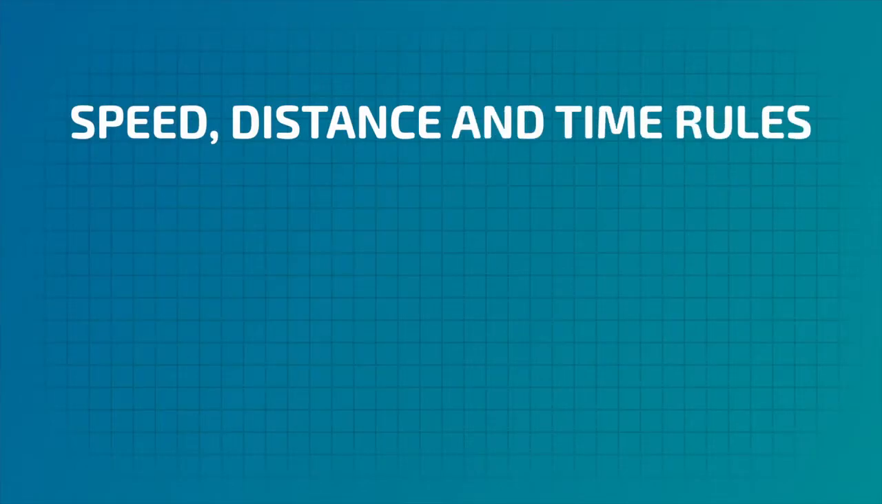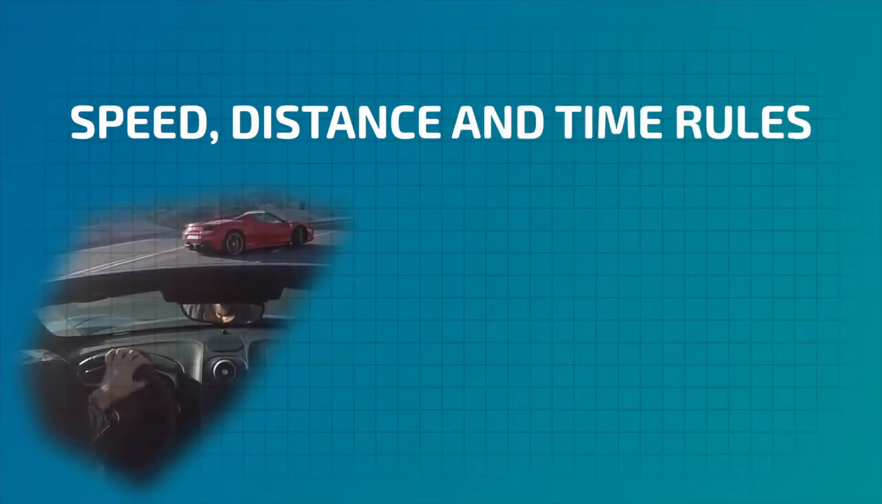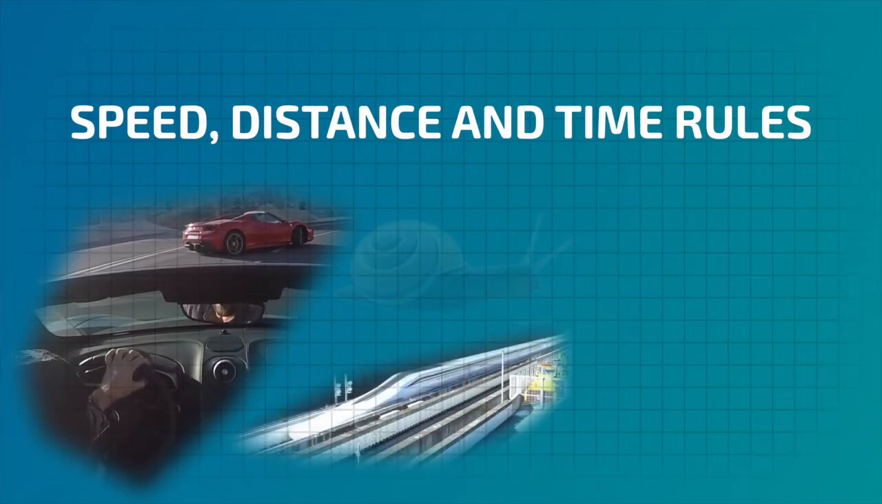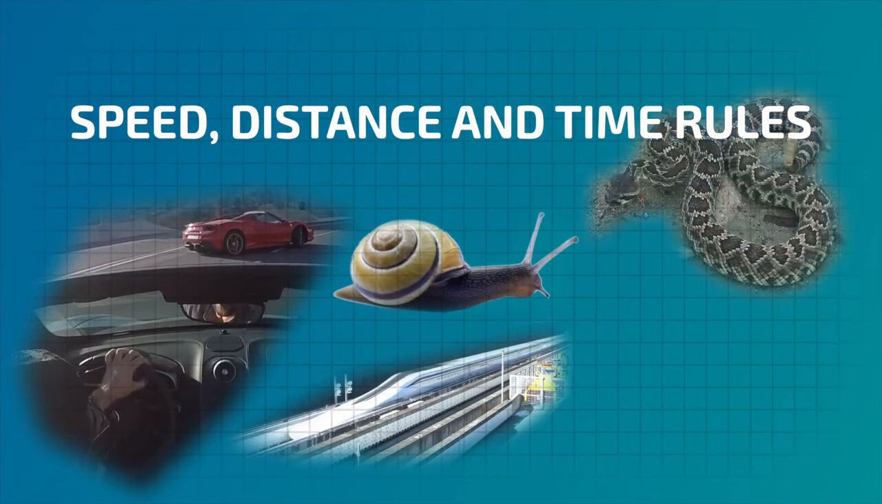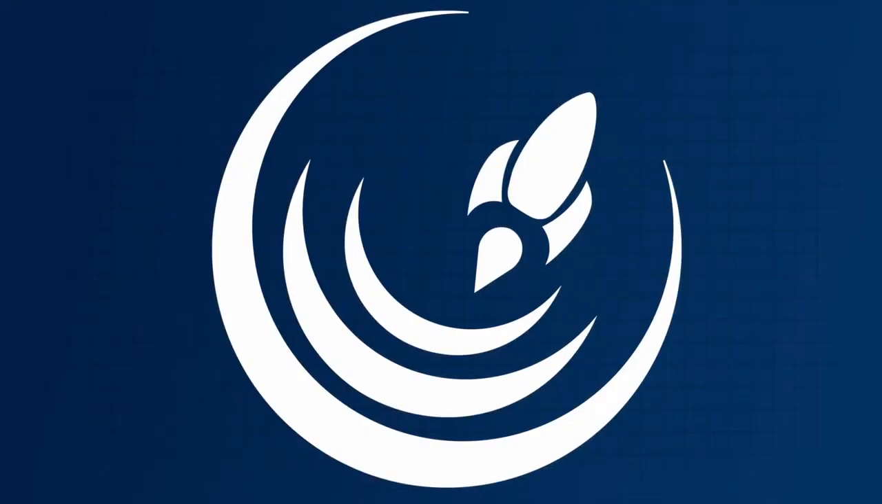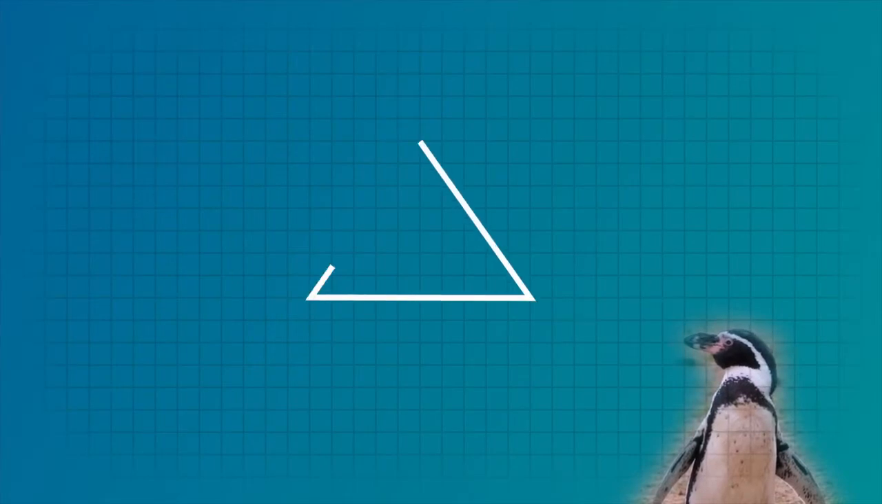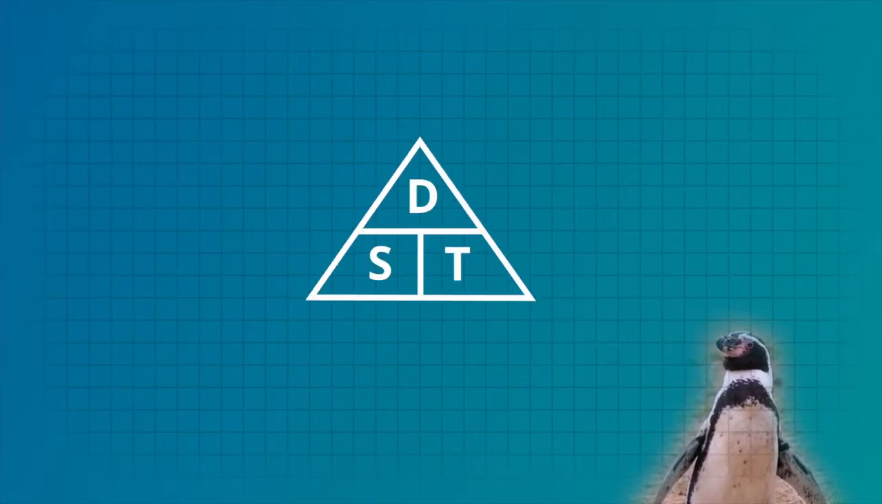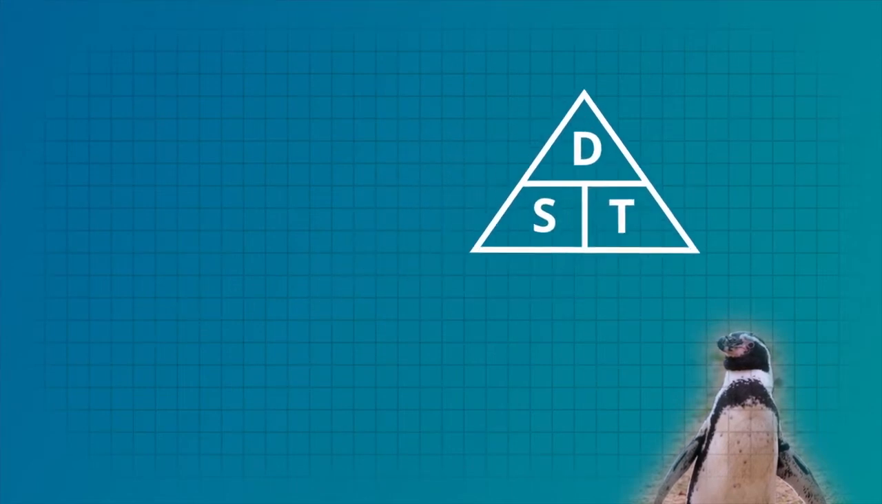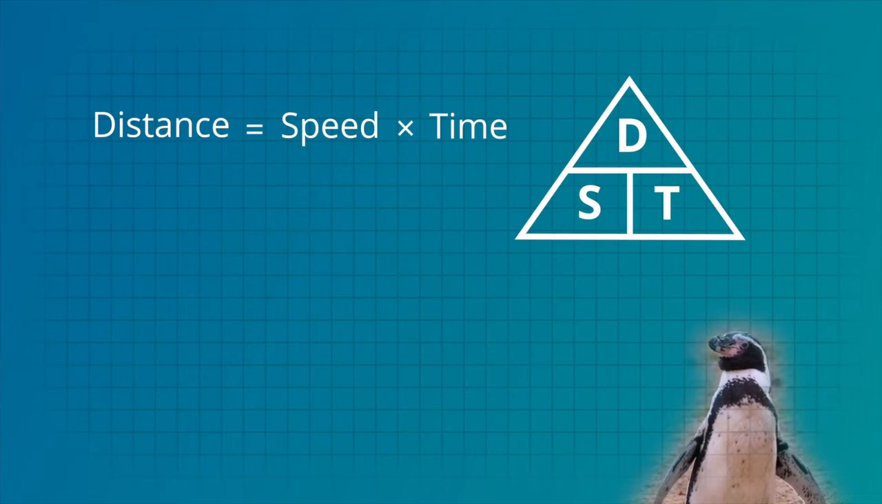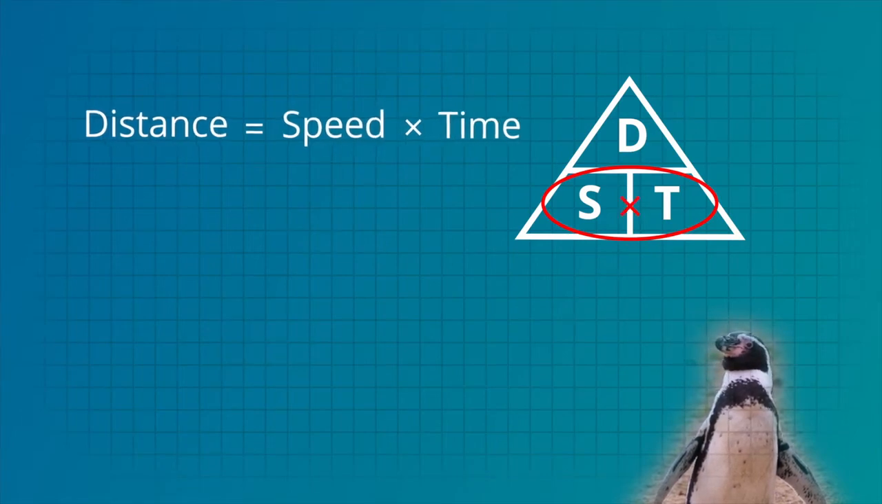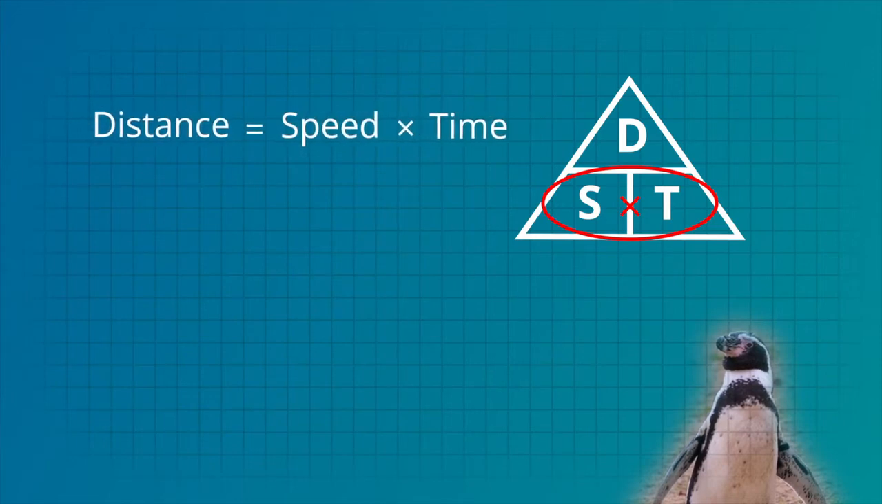G'day and welcome to Accelerate Maths. In this lesson, we're going to learn the speed, distance and time rules and how to apply them to real life. To remember the three rules, let's use a DST triangle. Notice that the D, S and T are in alphabetical order. First, let's find the distance rule. Highlight the D. Because the S and T are alongside each other, we'll multiply. So distance equals speed multiplied by time.